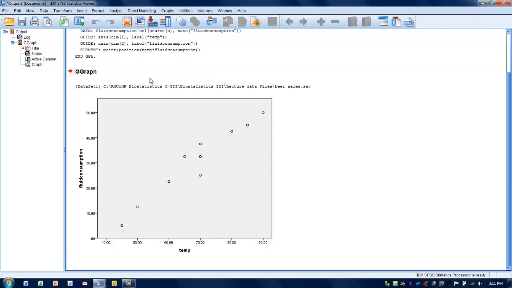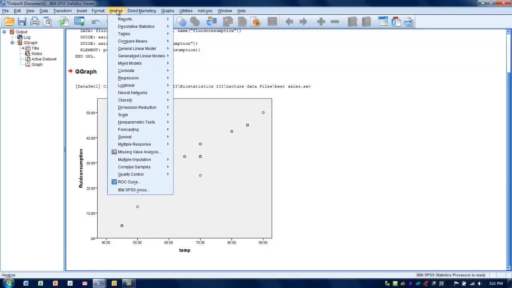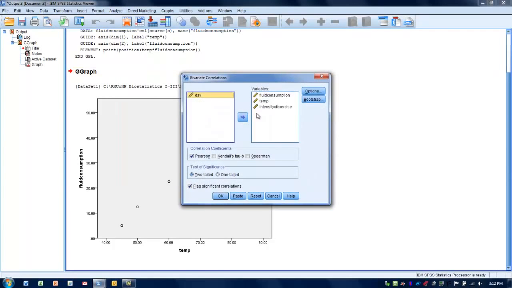So our next step then is to actually go ahead and calculate that R value, that correlation coefficient. So now we're going to go to the Analyze menu, and we're going to choose Correlate. And go to the bivariate option, because again we're correlating two variables, so bi meaning two. So we're going to choose that option, bivariate. And then what we need to do is just make sure the variables that we want to correlate are in the variables box. Okay, so fluid consumption and temperature.